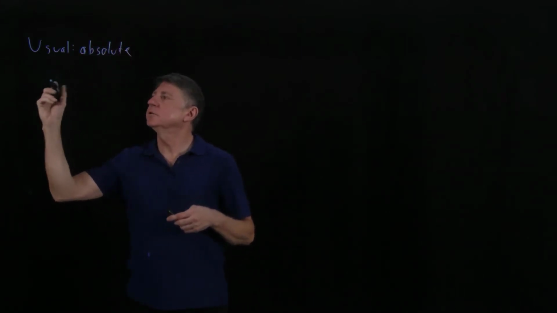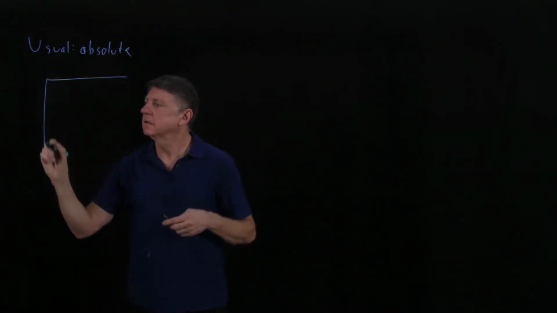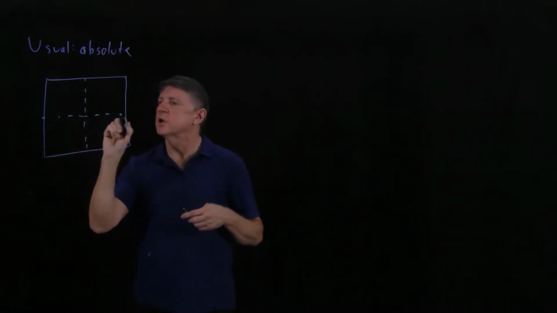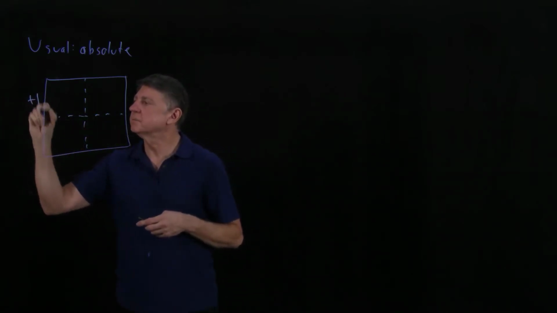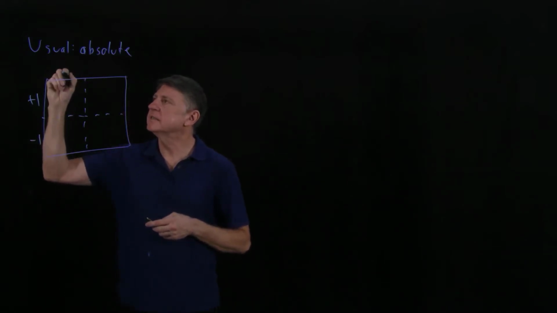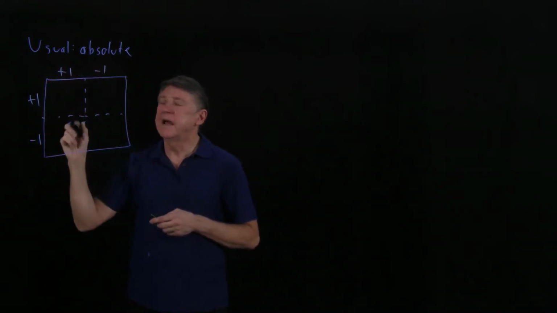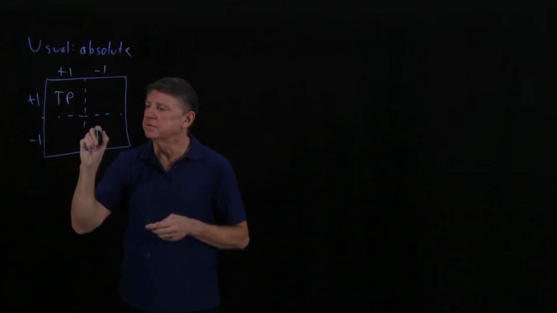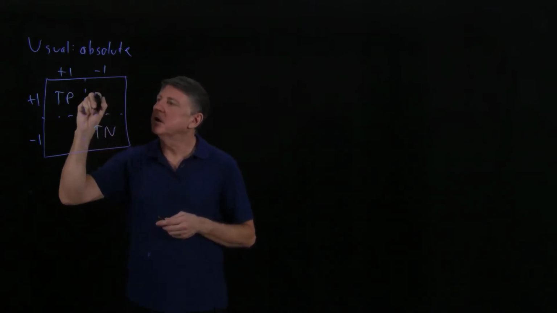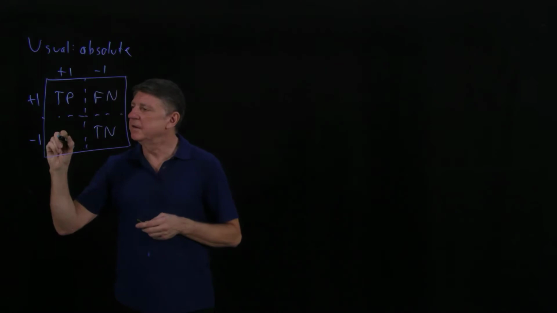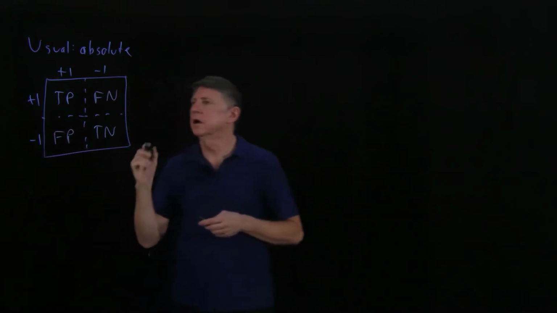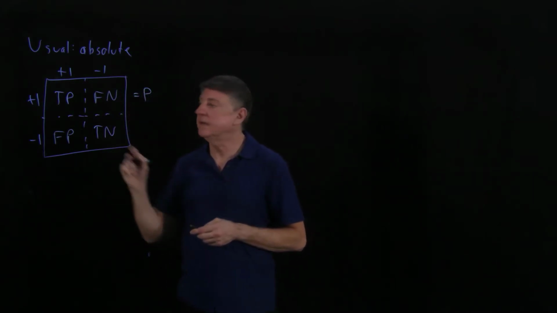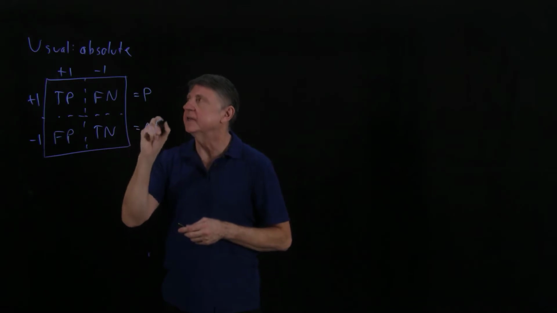In absolute terms, we have a confusion matrix. These are our labels, so that's +1, -1, and these are our classes, so that's +1, -1. The usual way is we put in the number of true positives here, the number of true negatives here, the number of false negatives here, and the number of false positives here. Then this row sum is the number of positives in a label set, and this row sum is the number of negatives.